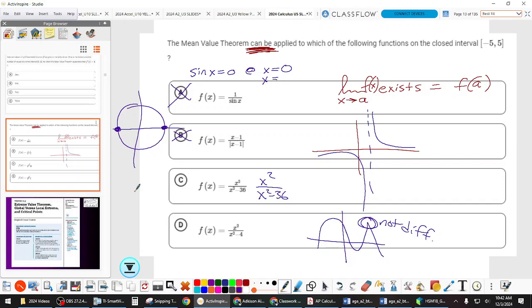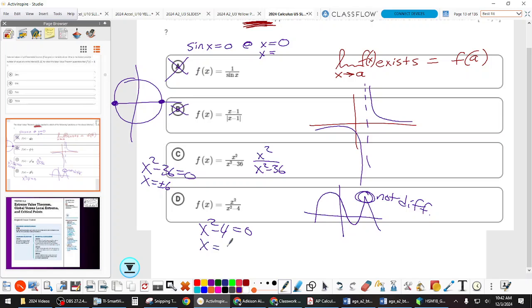The denominator, I mean. No, because if we set this equal to 0, we'll get plus or minus 6, right? And that isn't in our interval. Okay, and then how about this one? X squared minus 4 equals 0. X equals plus or minus 2. That is in our interval, right? Oh, yeah. So that one can have a vertical asymptote. So this one is our answer.